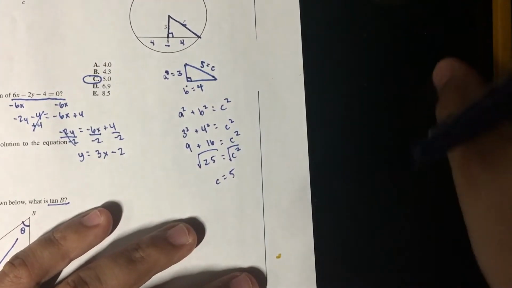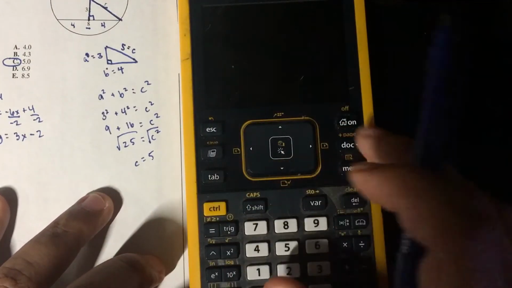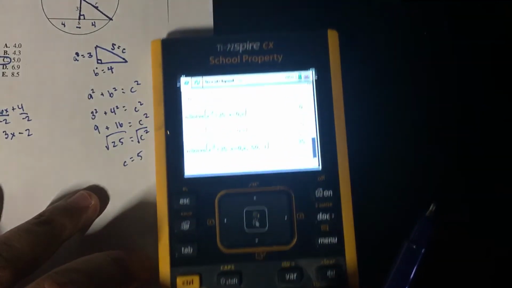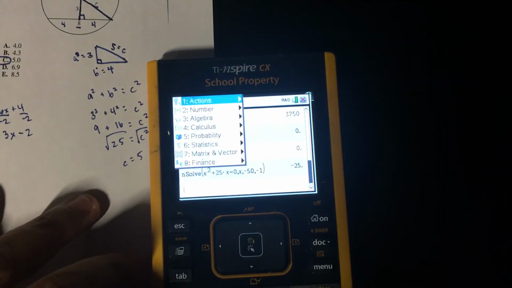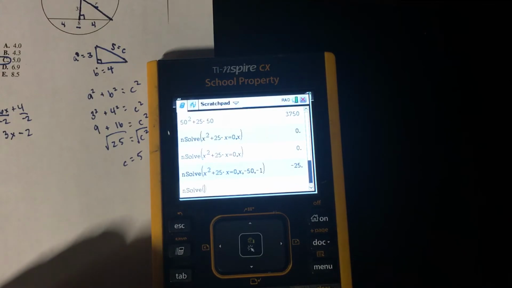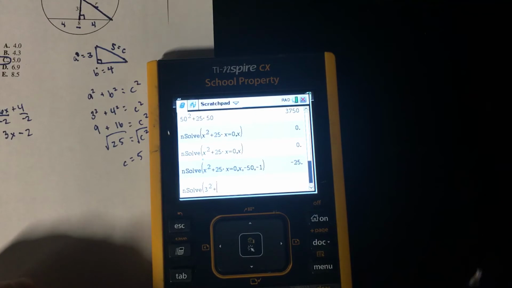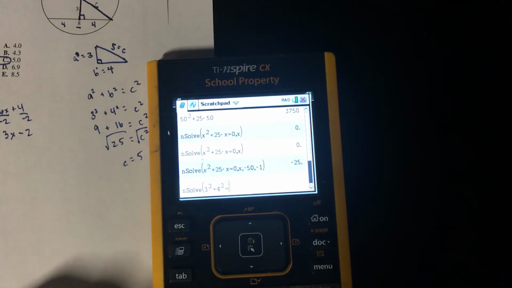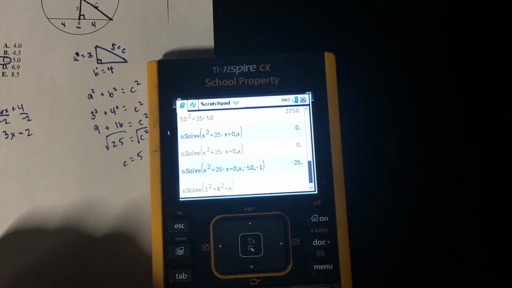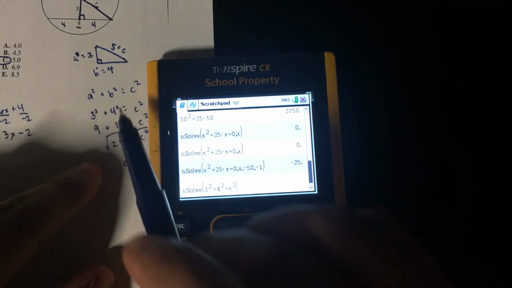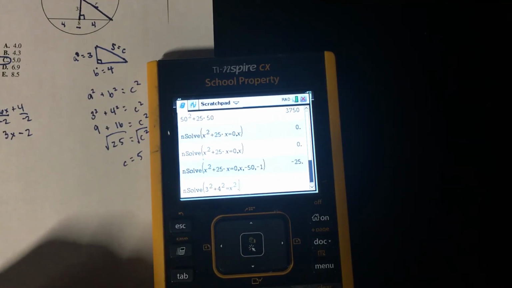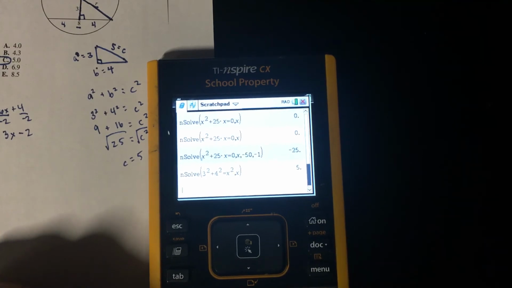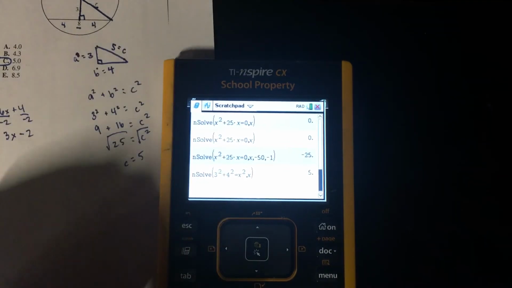Same answer. Again, if I wanted to just set this up and plug it into the calculator, I could do that too using the menu 3-1. So I could put 3 squared plus 4 squared equals, instead of c, I'm going to write x squared, because I'm solving for c, comma x, and you'll see that it still equals 5. So you can save a little bit of time using that as well.